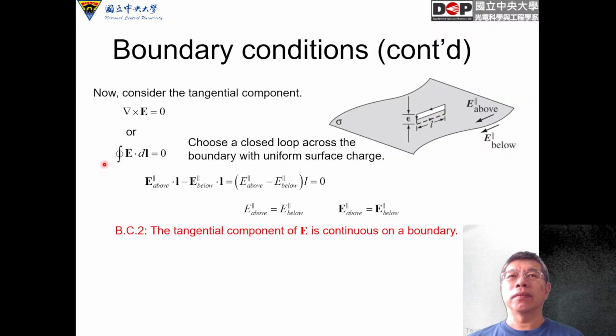So we only consider the charge distributed here. We just write things down: parallel on the top, parallel on the bottom, take the integral, and we get 0. So here is the second boundary condition: the tangential component of the electric field, parallel to the surface, will be identical. The tangential component of the electric field is continuous across a boundary. This is the boundary condition we are talking about.